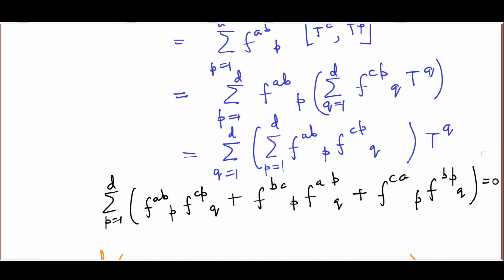So this sum over all P of FABP, FCPQ plus two other terms has to be 0, and this must work for all A, B, C, so it doesn't matter which generators you use, and Q, doesn't matter which of the generators you expand the result into. For all of them, you must have this particular sum equal to 0. So this is the condition which the structure constants must obey in order that the Lie bracket actually obeys the Jacobi identity. And this is going to play a very important role later on when we discuss the structure of the Lie bracket further.